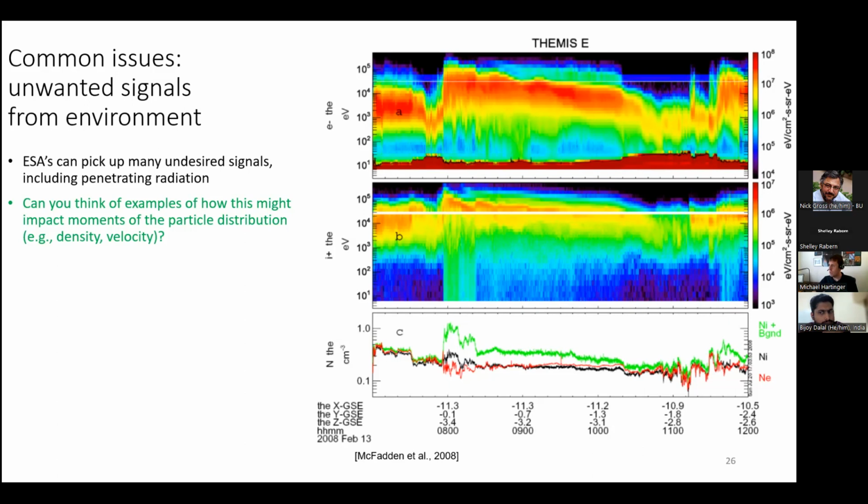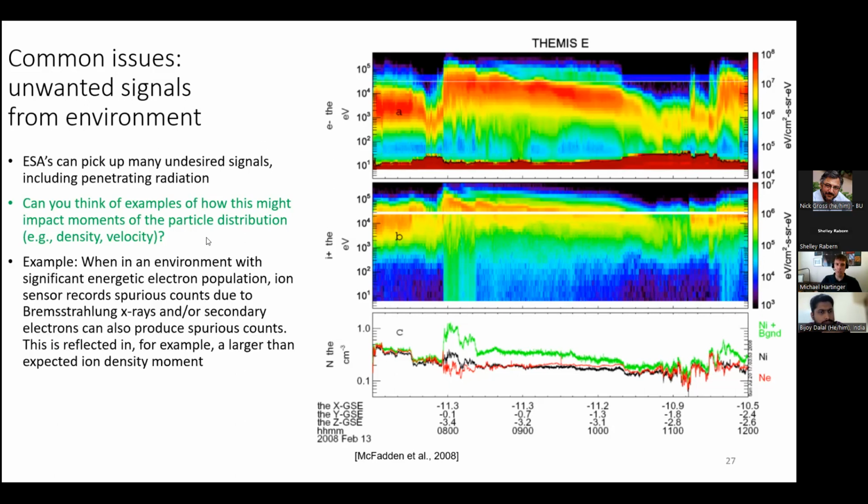Yep. Murdy says it artificially increases signal at different energies. Definitely. Yep, that's exactly right. You'll get these spurious counts, and this is what you're seeing in this example from the Themis mission again. What you're seeing here is another energy flux spectrogram, and in this case, the energy range goes higher because they're including another detector, the solid state detector at Themis, which can measure 10^5 eV, or 100 keV, up to even MeV electrons and ions.